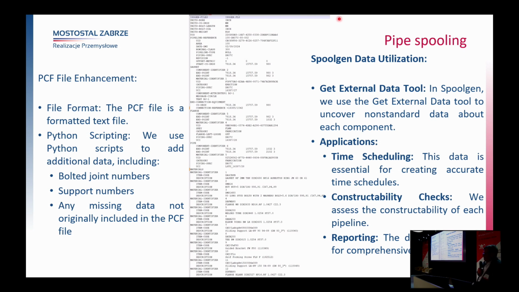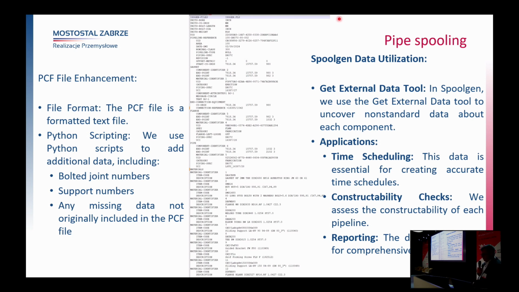We have some Python scripts with which we are adding some information to the pipeline, like numbering each bolted joint and its support, so the information about the joint number is printed on the isometric. And during the reporting, people who are looking at the drawing and have to report that the work was done know exactly which one is which.